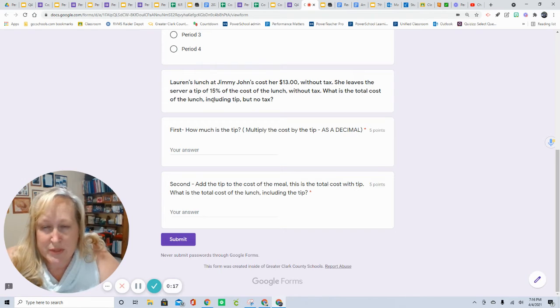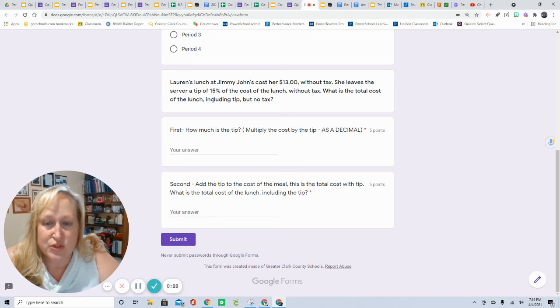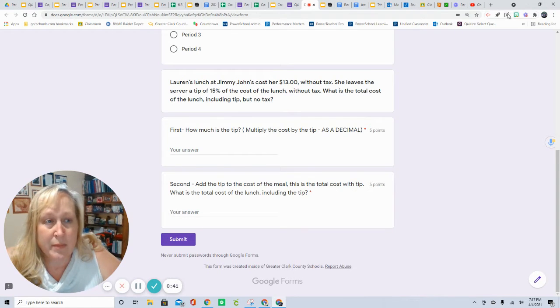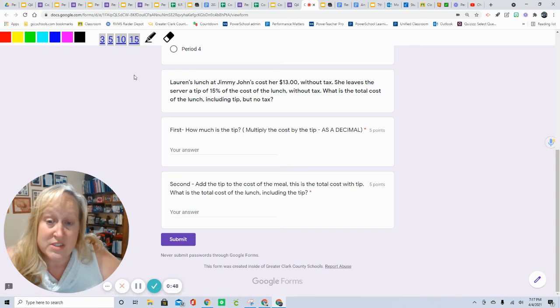Lauren's lunch at Jimmy John's cost her $13 without tax. She leaves the server a tip of 15% of the cost of the lunch without tax. So what is the total cost of the lunch including tip but no tax? So this means it really happens. I went to the store, I bought food, and I'm going to give them a tip based on how much my meal cost. So you guys are lucky that I'm being nice because it tells me in order how to do these things. So first, I need to figure out how much the tip is.